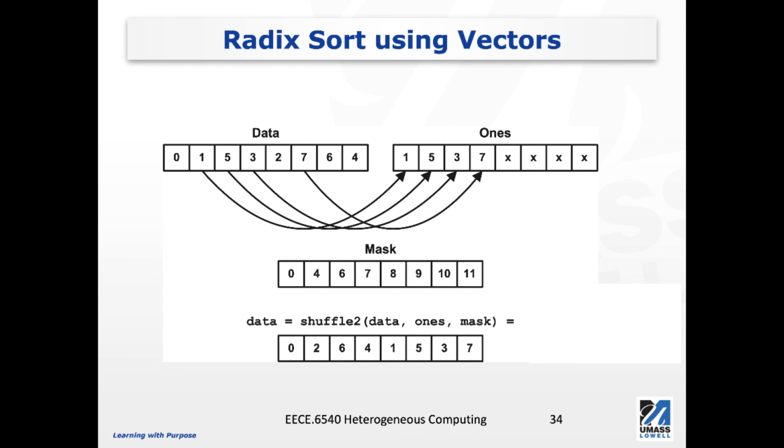And we can do the same thing. So this new vector here will be used to perform the second pass. And during the second pass, we're going to be looking at the second to the least significant digit.